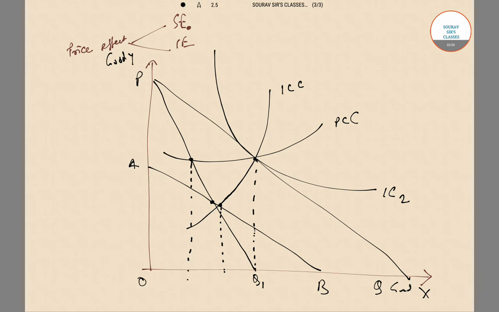So if I mark it as M, A and N and K1, or maybe just K, so MN is your substitution effect and KN is your income effect. That's it. So in that way you can split the income and substitution effects.